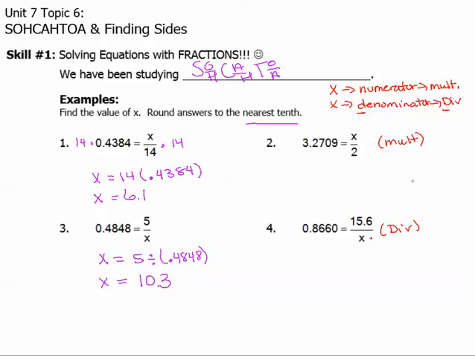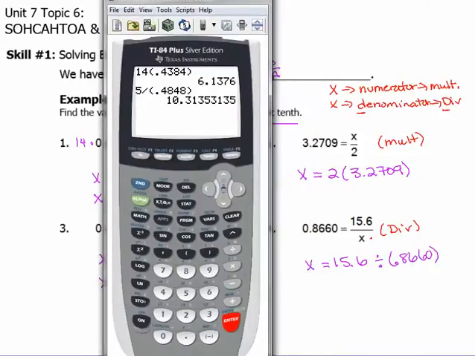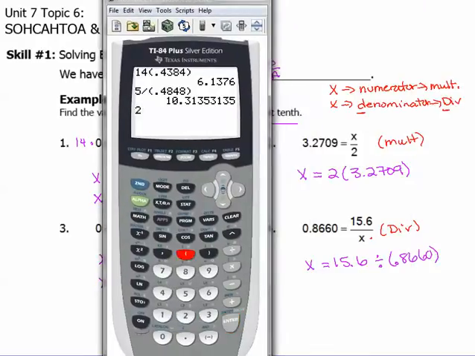So what does that mean for setting these up? X equals 2, whatever number's with my fraction, times 3.2709. On this one, x is equal to 15.6 divided by 0.8660. If I go to my calculator, I can plug those in. 2 times 3.2709, and I get 6.5.